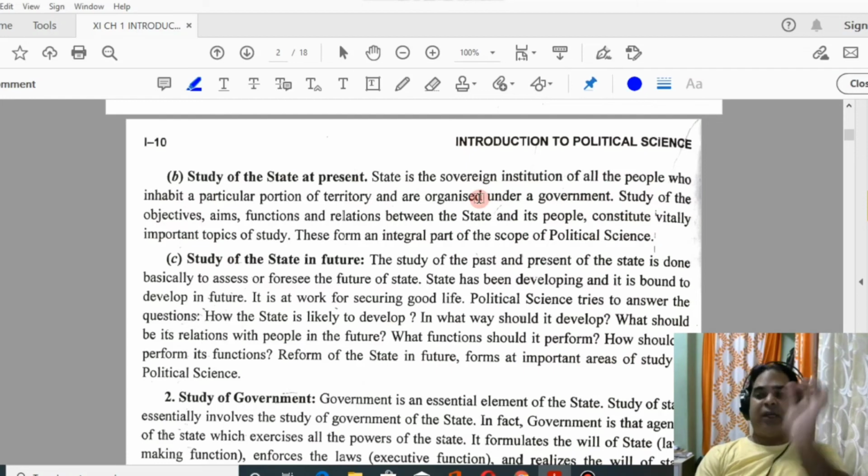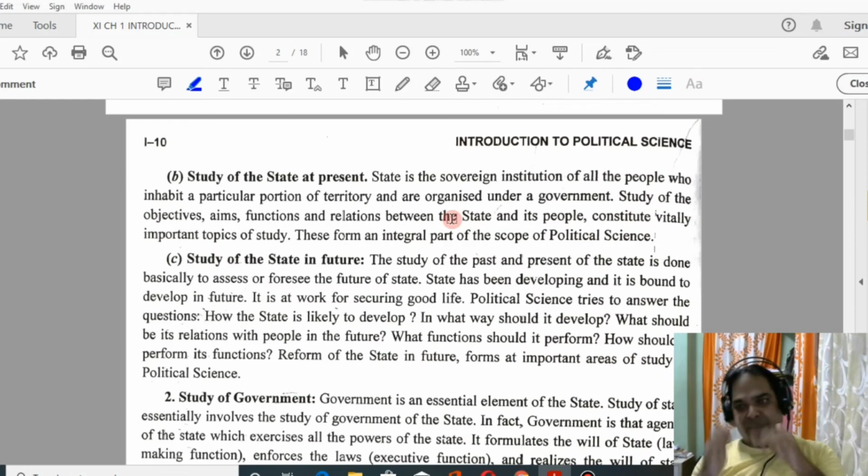State is a community of persons. When we study about a state, there is one definition of Garner that we have to study. State is a community of persons, more or less numerous, permanently occupying a definite portion of territory, in which the organized body of inhabitants render habitual obedience to the government. So that we have to study.